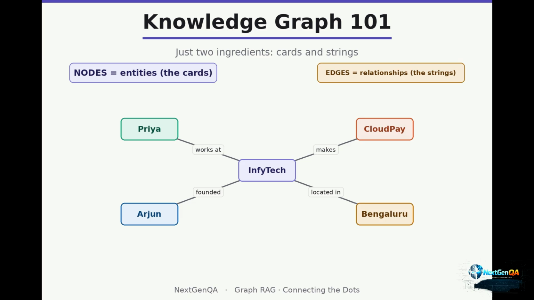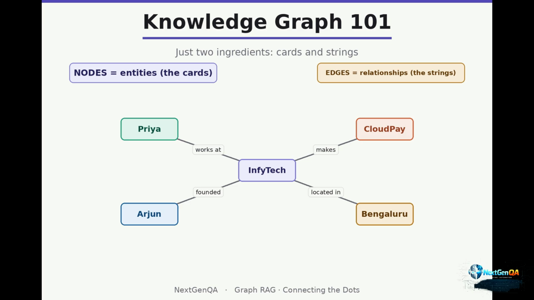Edges, the red strings. Each edge is a relationship between two nodes: works at, founded, located in, makes. The string also carries a label telling you what kind of connection it is. Let me make it concrete with a tiny example. Priya works at Infitech. Arjun founded Infitech. Infitech located in Bengaluru. Infitech makes CloudPay.